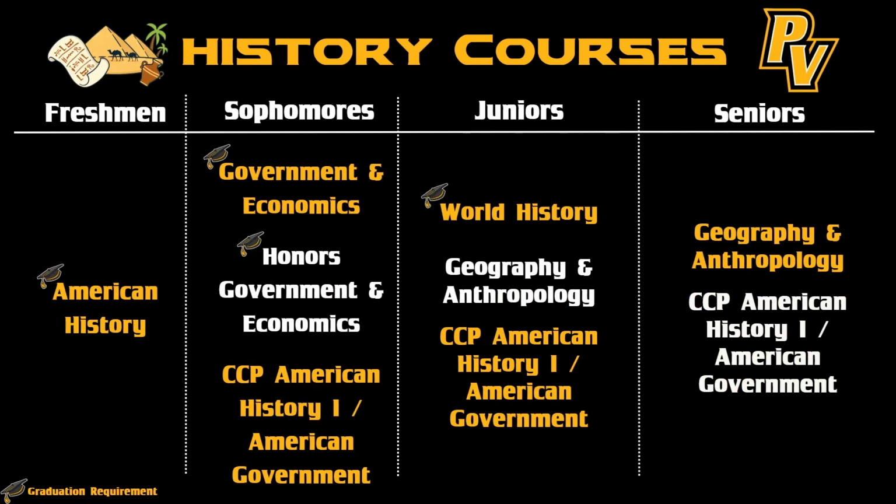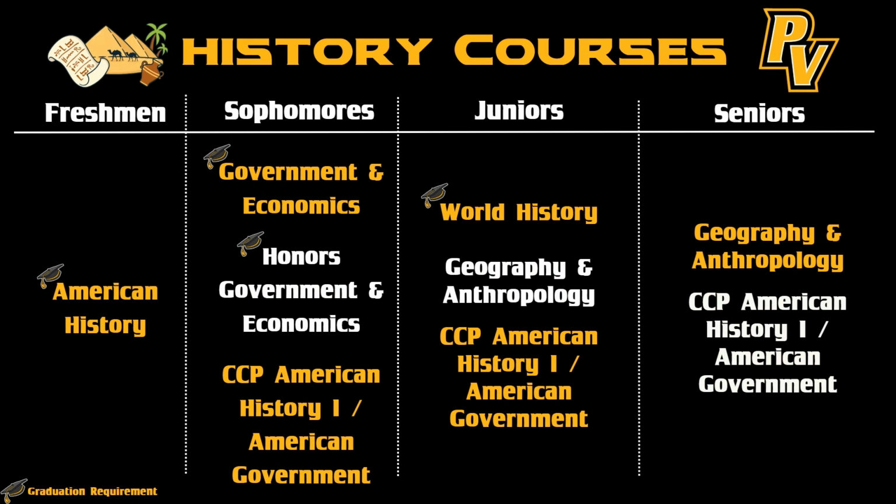The next thing are our history courses, okay? So as freshmen, you have to take American history, and as sophomores, you have to take government economics. Juniors, you have to take world history. Now, there's a little bit of wiggle room here. If you would like to take the CCP options, we can make that work, okay? But American history covers American history, and American government covers government, okay? If you want to take it in addition to having already taken those other general classes at Paint Valley, that's totally fine too, okay? And then finally, Geoanthro with Mr. Garner is your other option, okay?